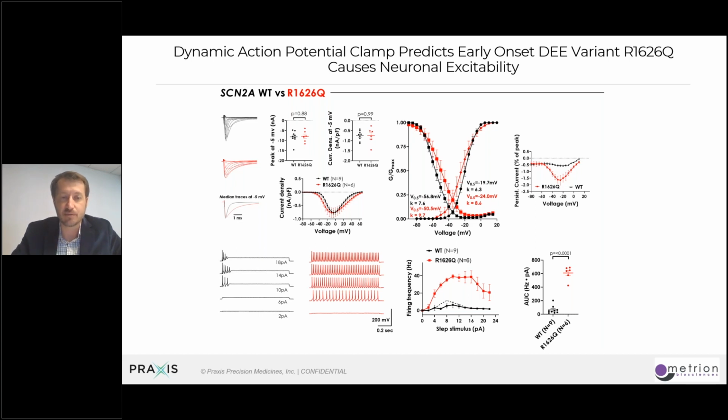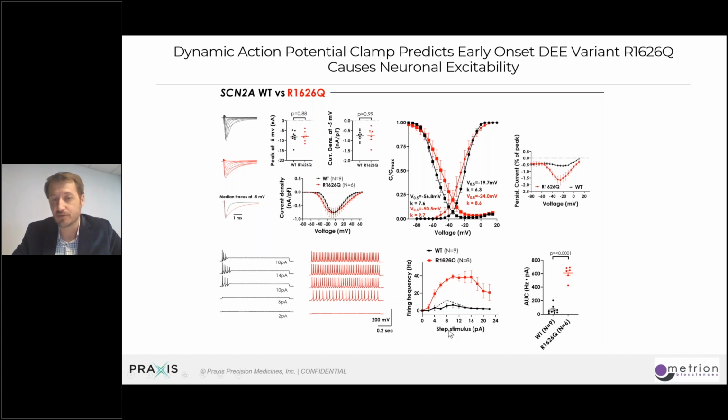So you've got wild type in black. These are the APs generated in the system. In this experiment, there are 3 APs generated with a 10 picoampere injection. So it's very consistent with the previous results. However, this variant really generates quite a few action potentials. It keeps going, so you don't have spike cessation. So it's a very clear gain of function.